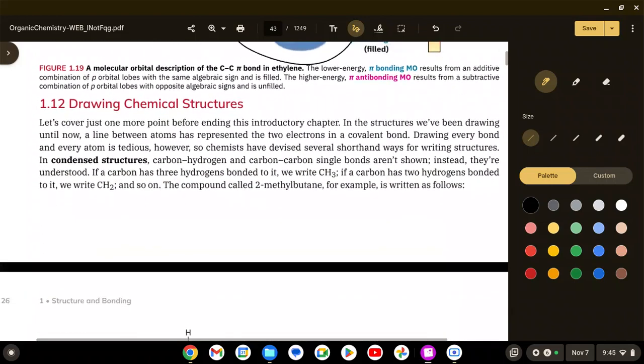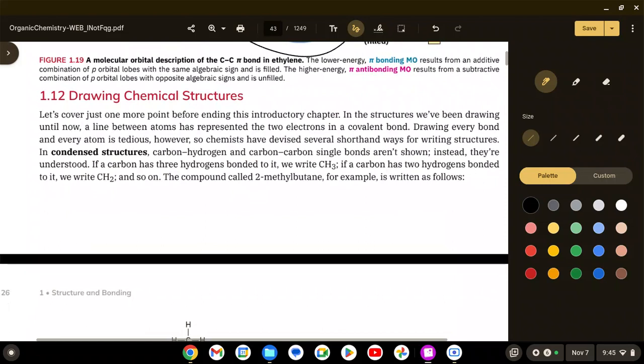Okay, 1.12, drawing chemical structures. Let's cover just one more point before ending this introductory chapter. In the structures we've been drawing until now, a line between atoms has represented the two electrons in a covalent bond. Drawing every bond and every atom is tedious, however, so chemists have devised several shorthand ways for writing structures. In condensed structures, carbon-hydrogen and carbon-carbon single bonds aren't shown. Instead, they're understood. If a carbon has 3 hydrogens bonded to it, we write CH3. If a carbon has 2 hydrogens bonded to it, we write CH2, and so on. The compound called 2-methylbutane, for example, is written as follows.